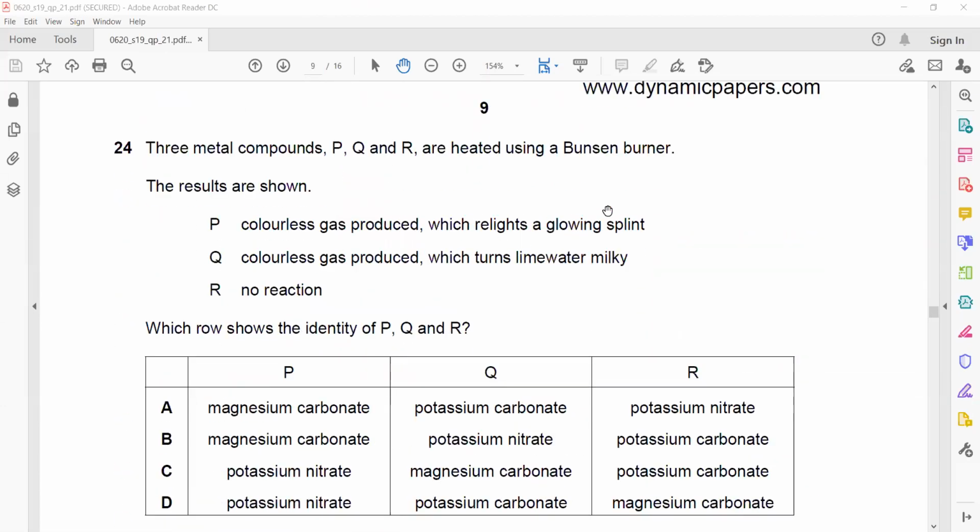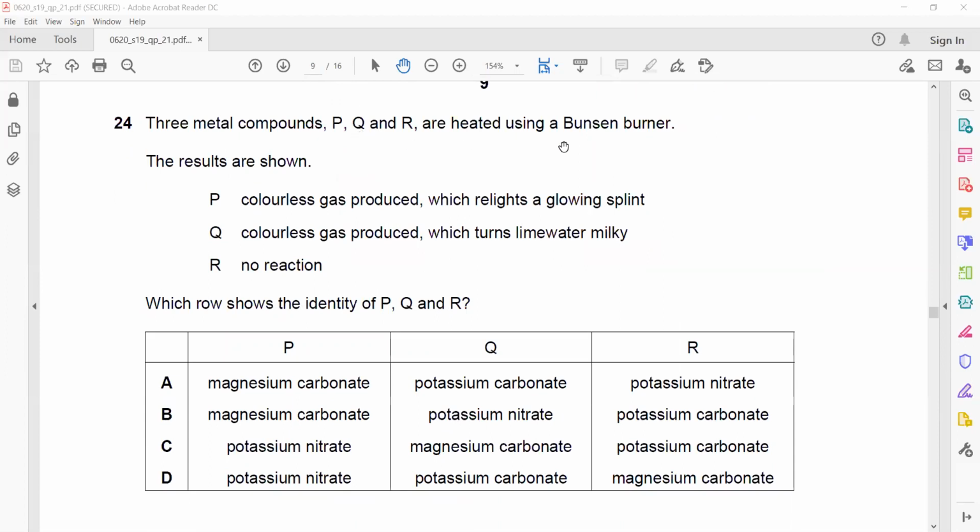Question 24. Three metal compounds P, Q, and R are heated using a Bunsen burner. The results are shown. A colorless gas which relights a glowing splint, so it means oxygen gas is given off. A colorless gas which turns lime water milky, so carbon dioxide gas is given off. And there is no reaction or no change on heating. So what could be the compounds?